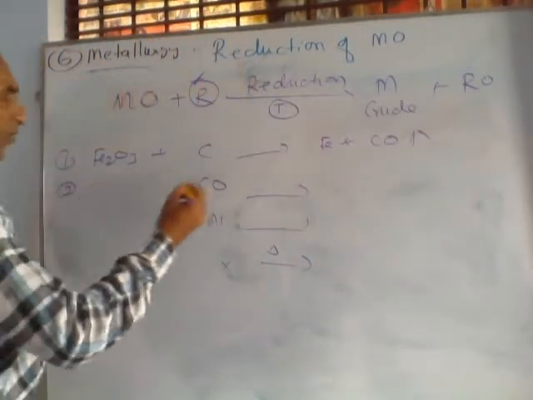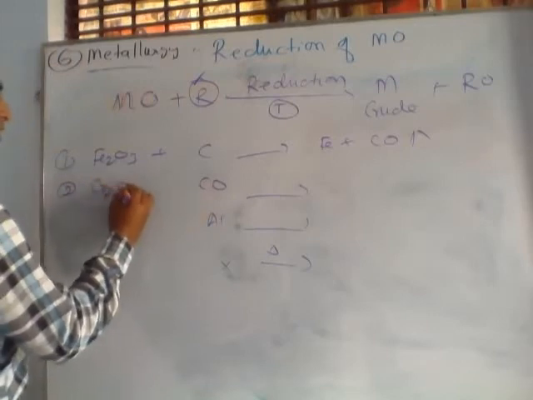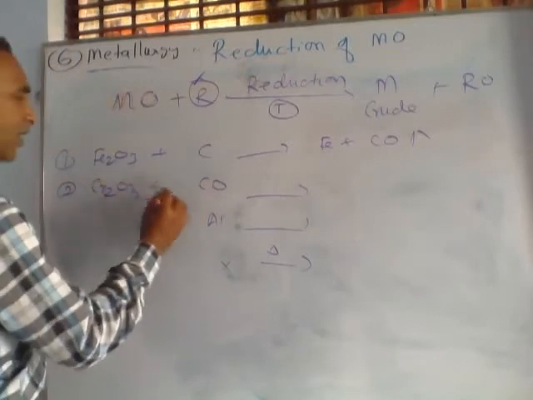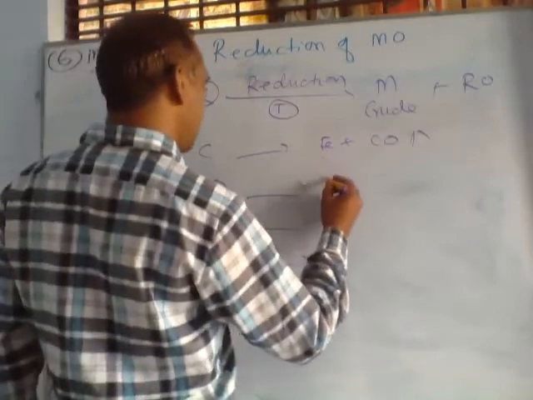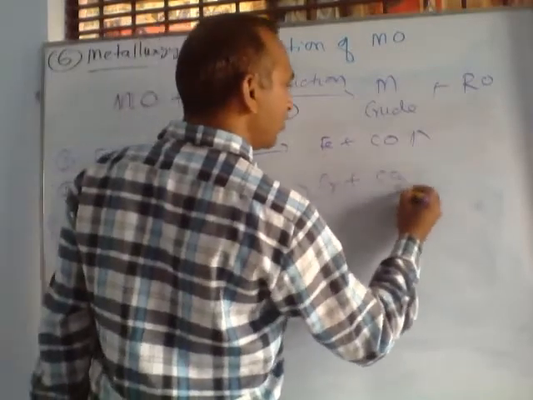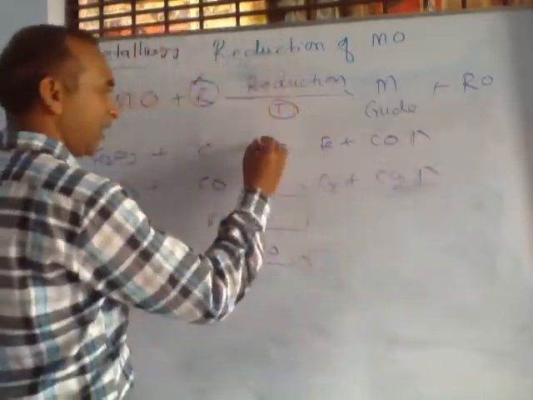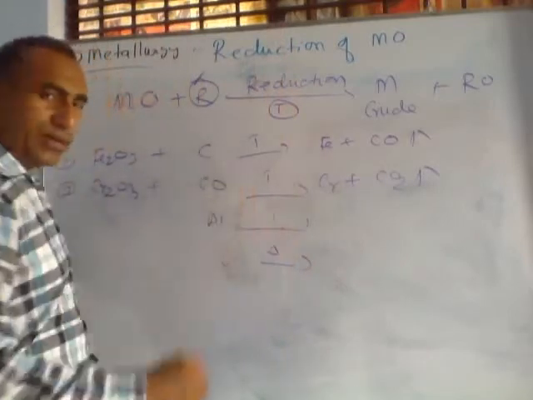Second, if we are heating Cr2O3, this is chromic oxide, and this is CO. Again, after this reaction, chromium metal along with CO2 gas is formed. So here we are heating and using a suitable reagent.